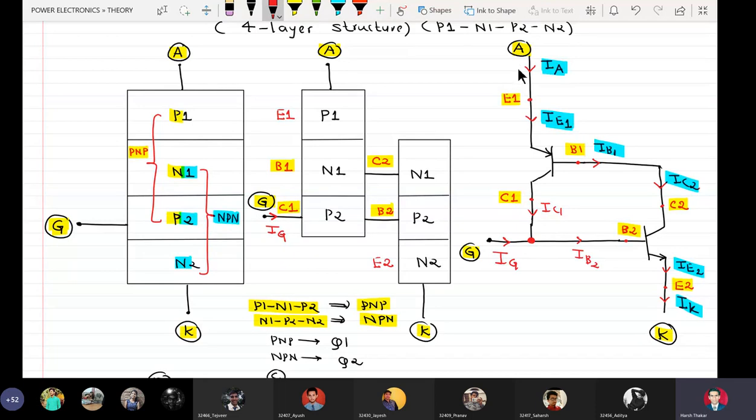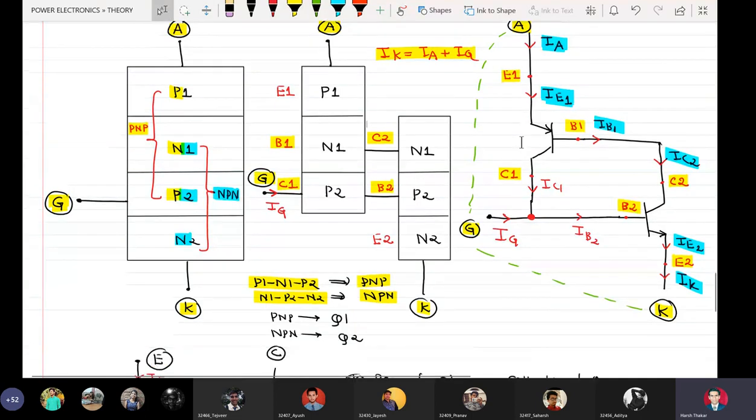Similarly, if you consider the externals of the device, that is the three terminals, anode, gate and cathode, we can also say that IK is equal to IA plus IG. This is what we can write. Okay, IK is equal to IG plus IA.